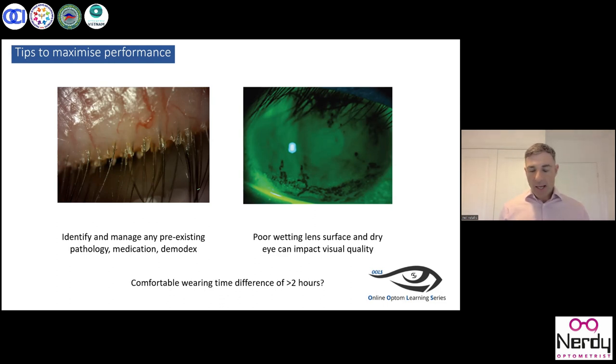So for example, I remember Lyndon Jones mentioning that if your comfortable wearing time has a difference of greater than two hours from what they desire to wear them for, then they're at risk of following that pathway towards dropout because the lenses are not performing as they should be. Again, have they adapted their wearing times in any way? If it's reduced slightly, is that a red flag to say that actually there is an underlying issue there?